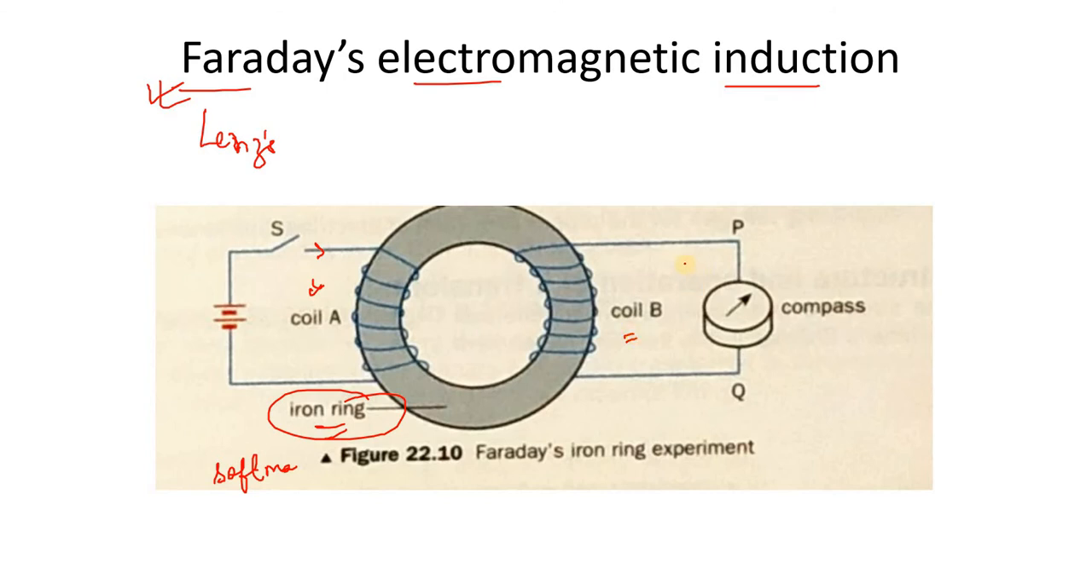It gave rise to the discovery of the transformer, that wow, it's good. If you provide electricity in one coil, you can get the same kind of electricity in the other coil without doing anything else. You just require a good magnetic material.